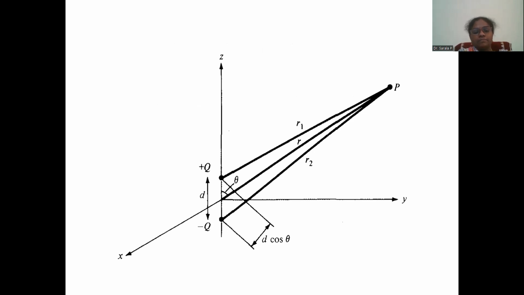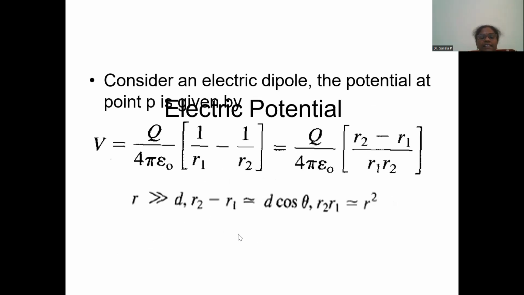See here, this is the diagram. Here, plus Q is the positive charge, minus Q is the negative charge. These are separated by a small distance d. If we take any point P in the XY plane, then the distance of P from plus Q is R1, the distance of P from minus Q is R2, and the distance of P from the origin is R. Now we calculate what it is.